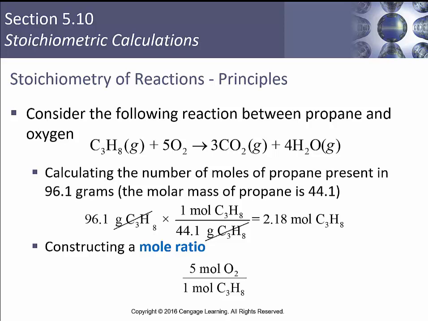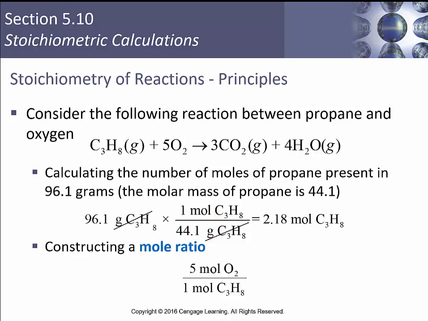Consider the following reaction between propane and oxygen. I got C3H8, 5 oxygens, it's going to give me 3 carbon dioxides and 4 waters. Calculate the number of moles of propane present in 96.1 grams. The molar mass of propane is 44.1. You just take your 96.1 grams of propane, and then you're going to use the molar mass. So 44.1 grams in 1 mole.